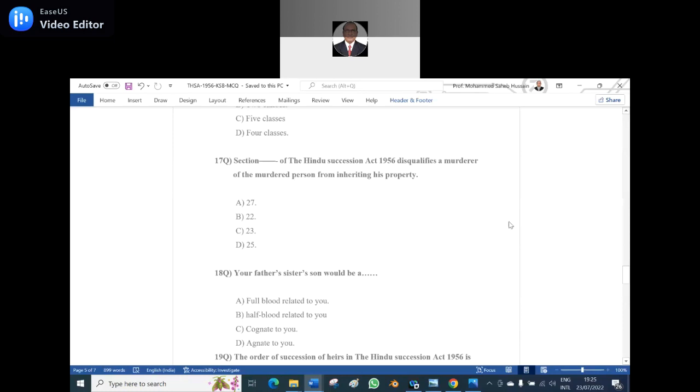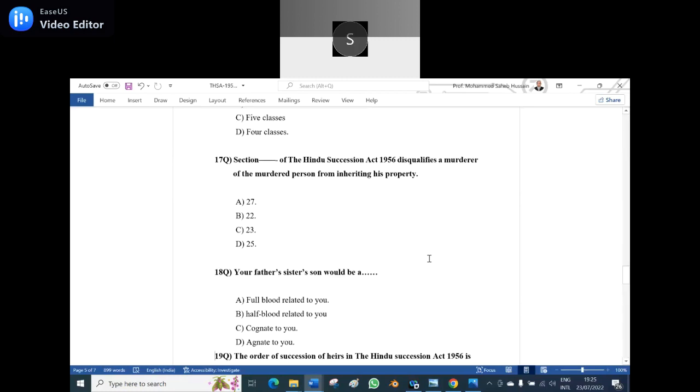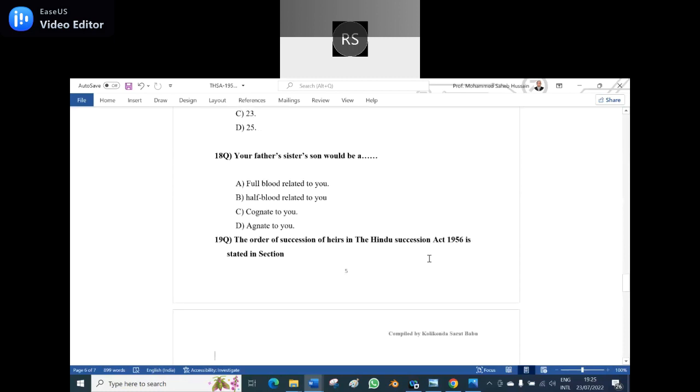17th question. Section dash of the Hindu Succession Act 1956 disqualifies a murderer of the murdered person from inheriting his property. A, 27, B, 22, C, 23, D, 25. D, 25. Yes, option D is the correct answer. According to Section 25, a murderer is disqualified from inheritance of the person.